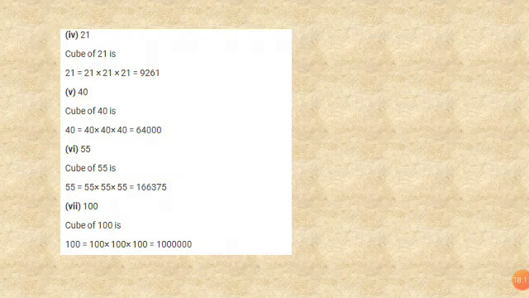Cube of 21 is 21 into 21 into 21. We get the value 9261. 40 is the cube root of 64,000. 55 is the cube root of 1,66,375. Cube of 100 is 10 lakhs.